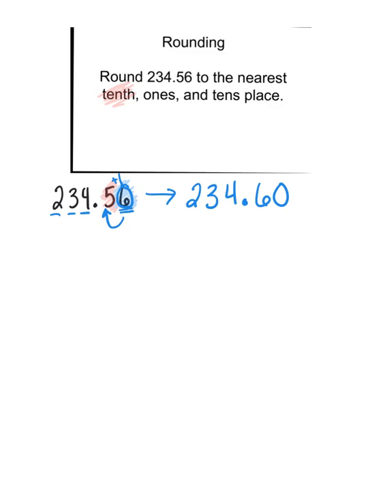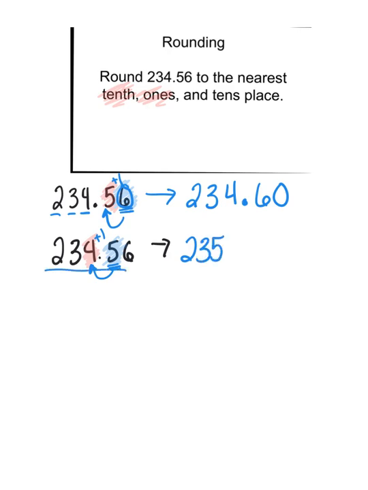Next, I'm going to round 234 and 56 hundredths to the nearest whole number, or to the ones place. So the 4 is in my ones place, and I'm going to use its next door neighbor in the tenths place to help me round. 5 or more go up a floor. Since this is a 5, my 4 is going to increase by 1. 235 is the nearest whole number to this number.